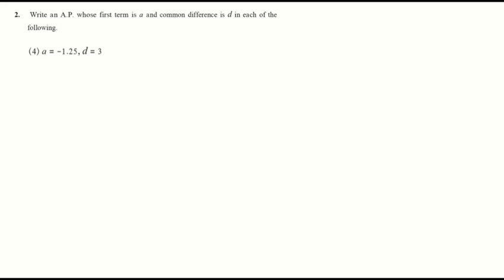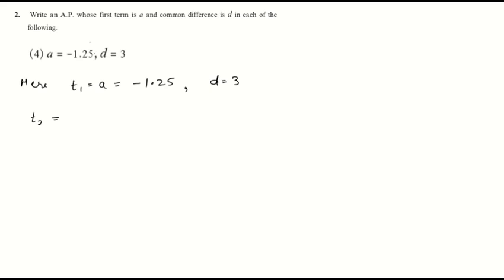Let's move on to the next one. We have already given A as minus 1.25 and D as 3. So here T1 is already given as A. Let me write down: T1 is equal to A, which is minus 1.25, and D is equal to 3. So let us find out T2, T3 and T4.